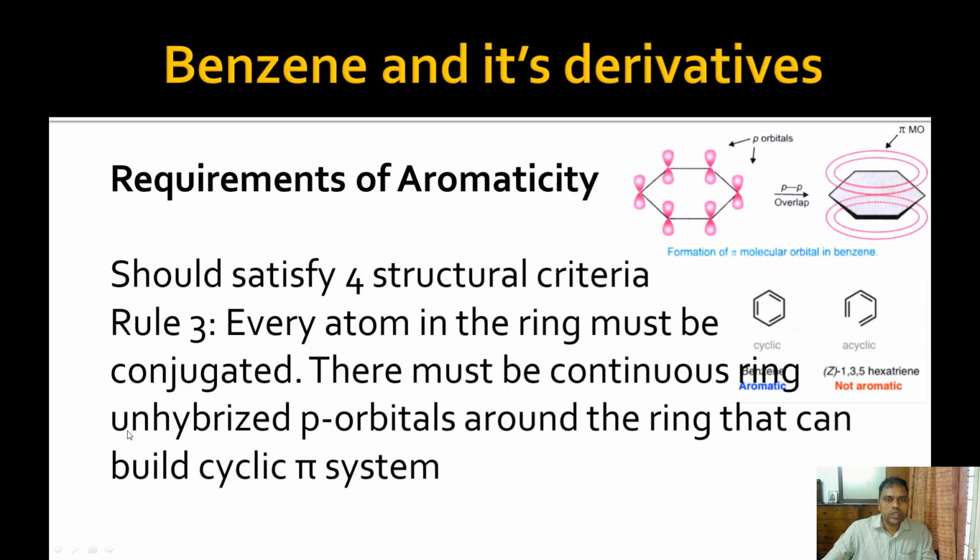Right, the third rule is the atoms must be conjugated, like I already said. It should have alternating double bond and single bond. In here it is not alternating, so it should have alternating single bond and double bond. Here that exists because of the unhybridized p orbital electrons.